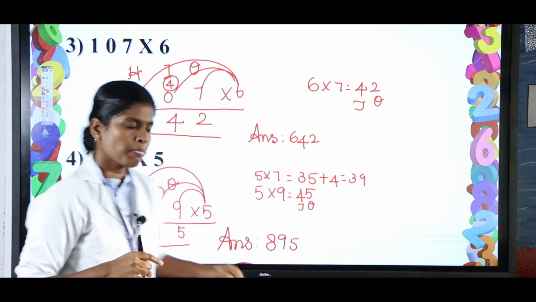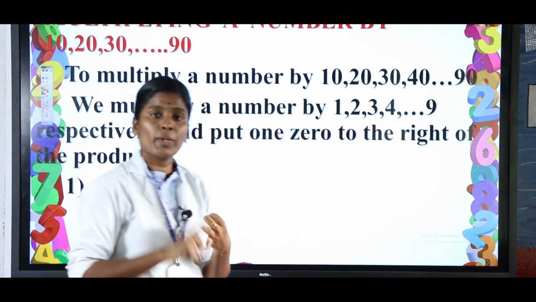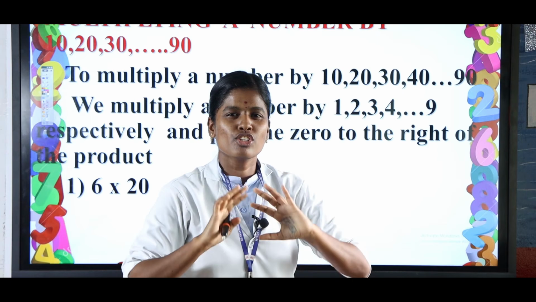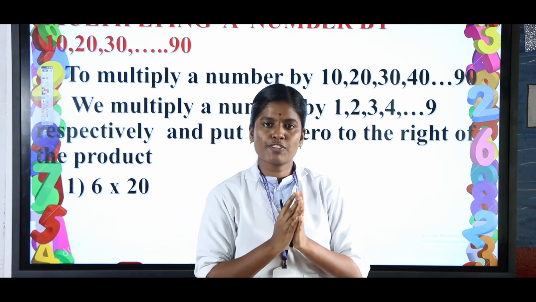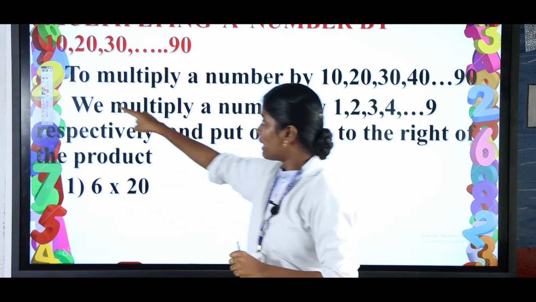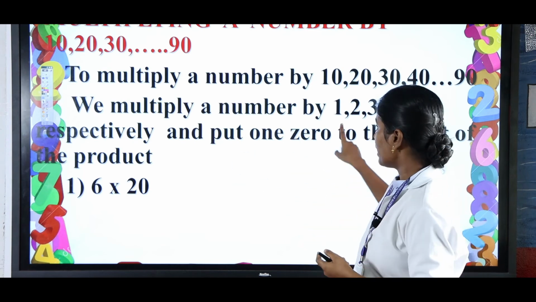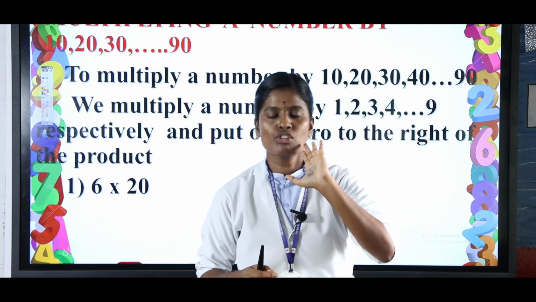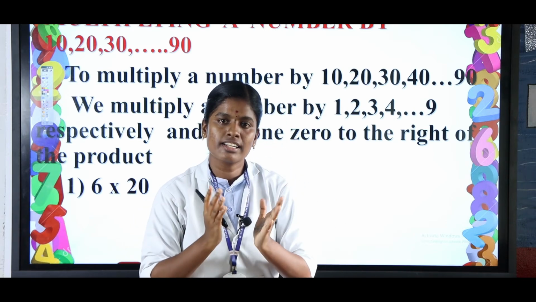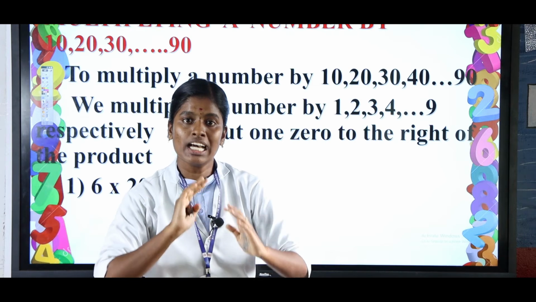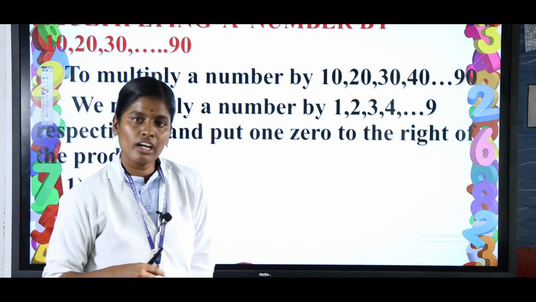So the topic name is multiplication of a 3-digit number by a single-digit number, that is a 1-digit number, with regrouping. So the next topic is multiplying a number by 10, 20, 30, 40, 50. Already you know 10, 20, 30, 40, 50 are all tens forms. Listen, to multiply a number by 10, 20, 30, 40, we multiply the number by 1, 2, 3, 4. So simply you take 1, 2, 3, 4 and finally in the answer itself you should insert a 0 to the right side of the product.